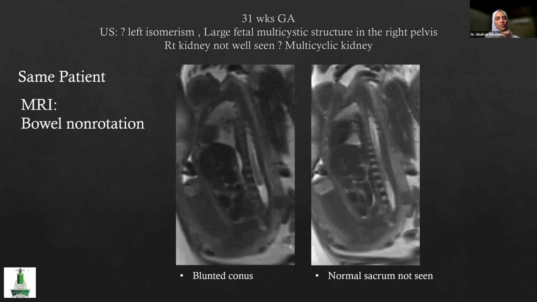Also, in the same patient, the sagittal images of the spine showed that the conus is blunted and that we were not able to see the sacrum. So MRI also added to ultrasound the diagnosis of caudal regression, in addition to the bowel non-rotation. And MRI excluded multicystic right kidney.